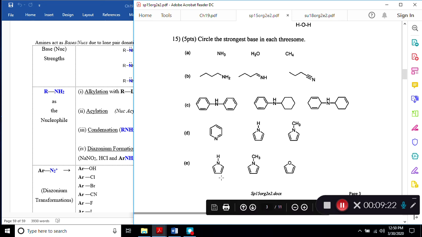Part E, 6-pi aromatic system, lone pair involved in aromaticity. 6-pi aromatic system, lone pair involved in aromaticity. 6-pi aromatic system, one of the lone pairs on the oxygen is involved in aromaticity, but oxygen has 2 lone pairs. So you could protonate this oxygen and still keep your 6-pi aromatic system. And that's why that one would be the most basic.